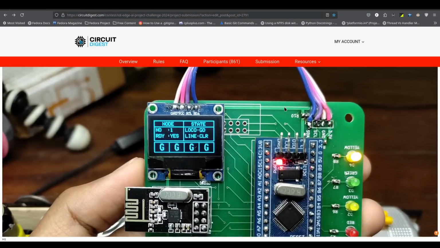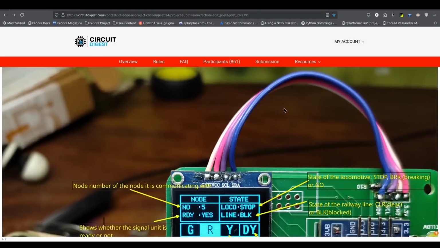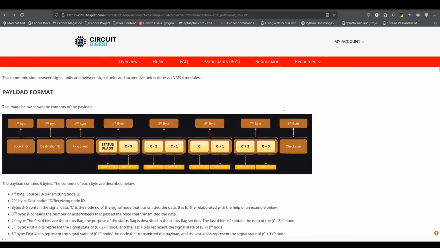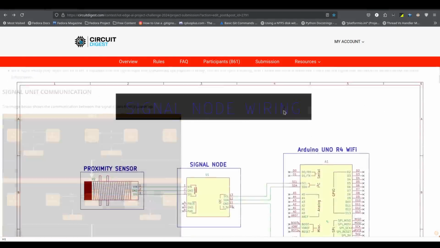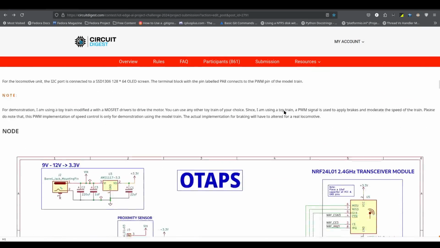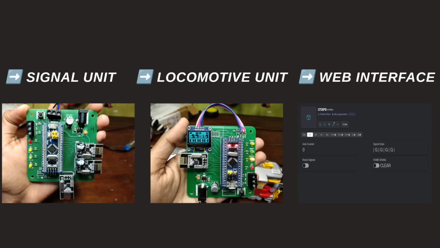The documentation for this project is well over 100 pages long and covers every aspect of the project. From the communication protocol, payload format to the interface of the web UI, signal and locomotive unit, explanation of the schematic and assembly instructions to the explanation of code, programming and demonstration itself. Coming back to the initial topic, OTAPS consists of three parts: the signal unit, the locomotive unit and the web interface.